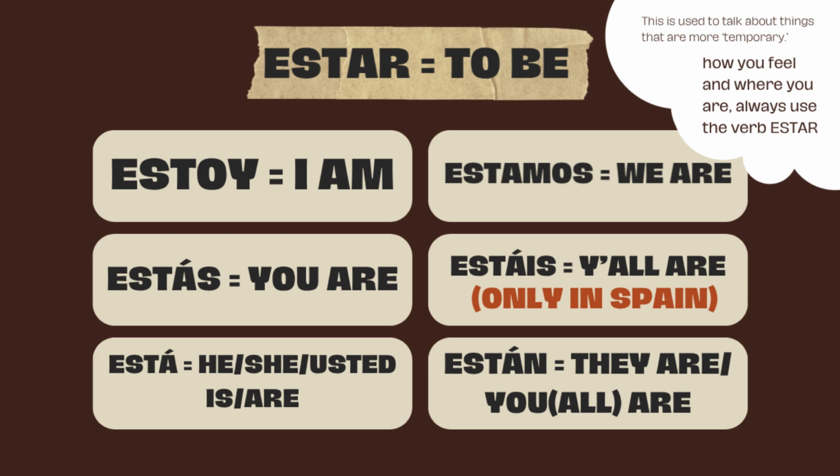Here are the conjugations for estar. I am, yo estoy. You are, tú estás. He is, él está. She is, ella está. The respectful way to say you are, usted está. We are, nosotros estamos. In Spain or Equatorial Guinea, they may say vosotros estáis. In all other countries, you all would sound like ustedes están. They are would be ellos o ellas están.